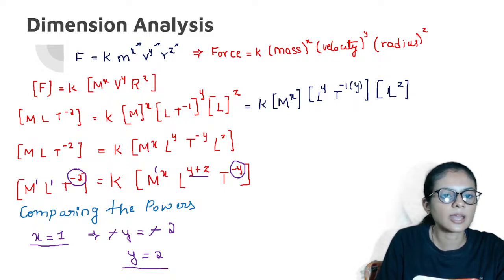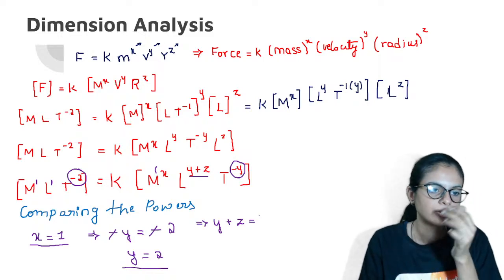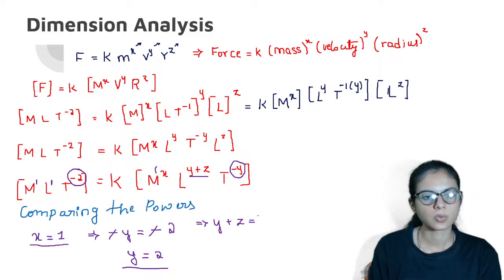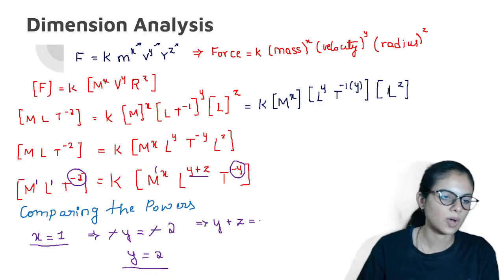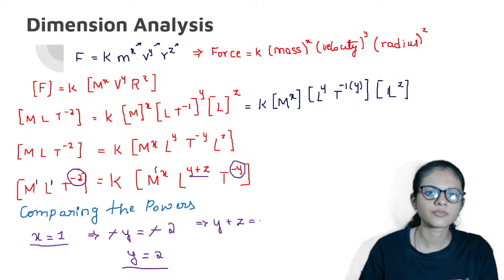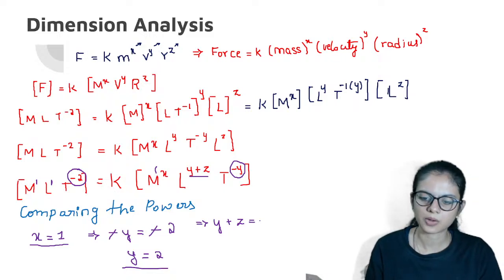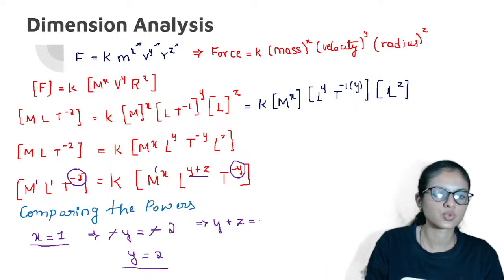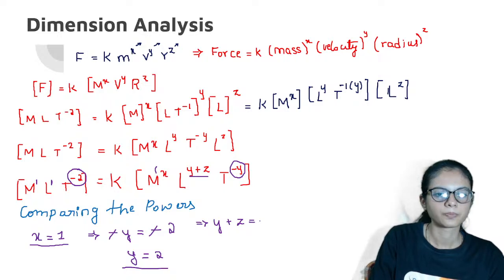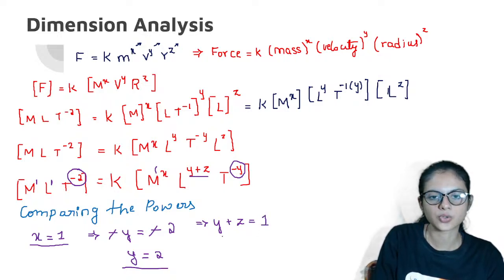And what is the power of L? Yes, I can just add them, x plus y. So it should be 3, right? Or I can write it as y plus z is equal to, right? So how much is it? So we got y is equal to 2, x is equal to 1. And the power, is it fine? Let me just check it out. Yeah, that is fine. So it is turning out to be 1. That is y plus z is equal to 1.